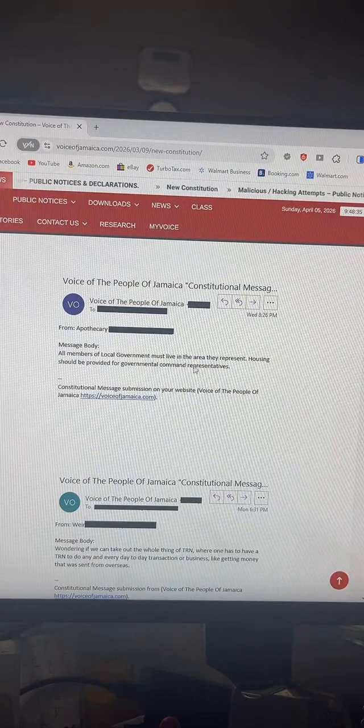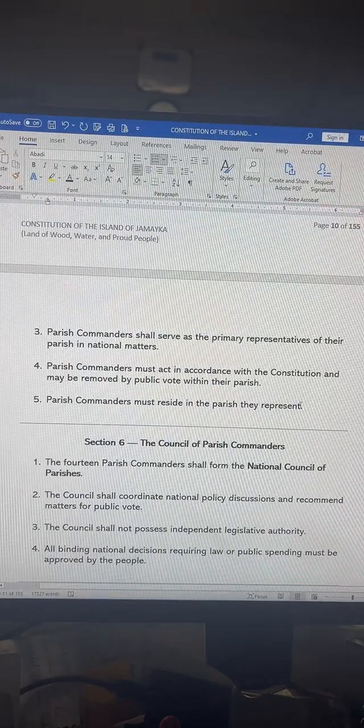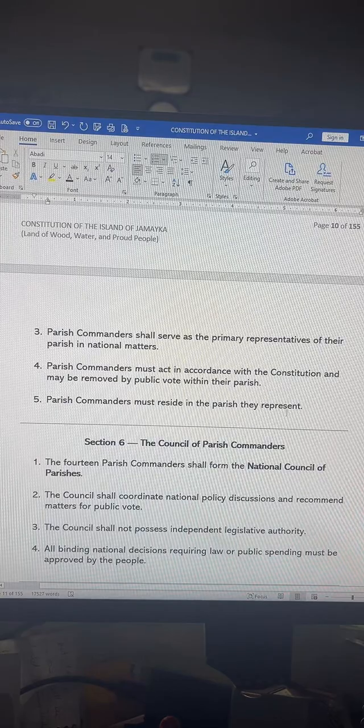Housing should be provided for governmental parish commanders. I mean, that is debatable. Do we want to provide housing? I don't think so. I think you should already have housing. If housing is needed, that is something that can be suggested and voted on by the people of that parish. But I don't think something like that should be mandatory.